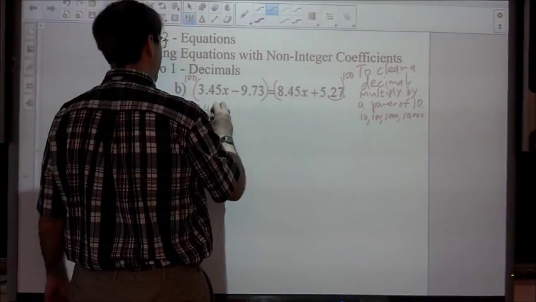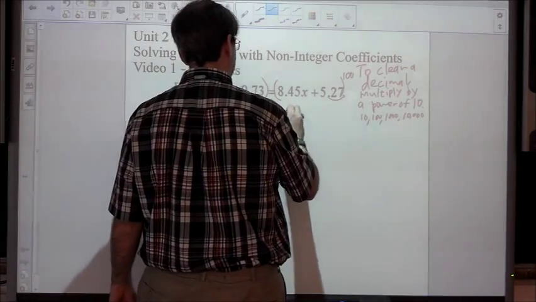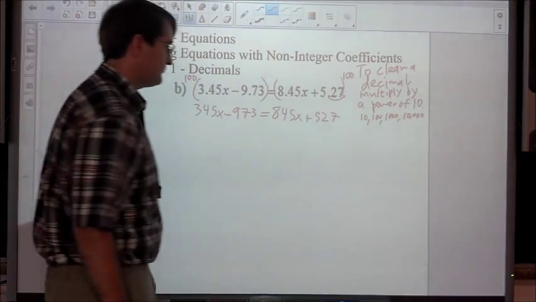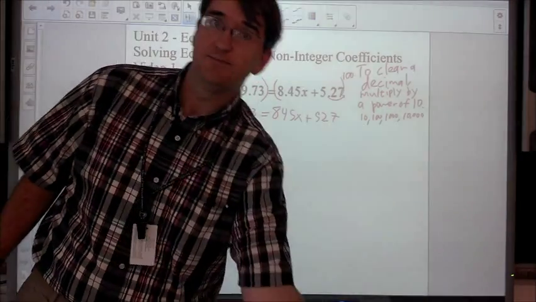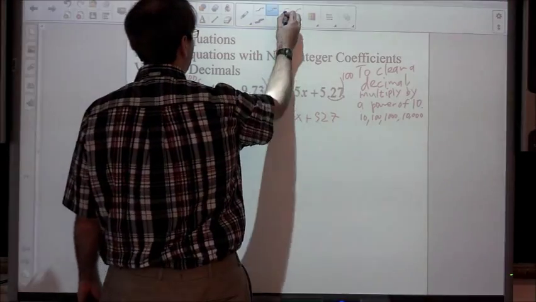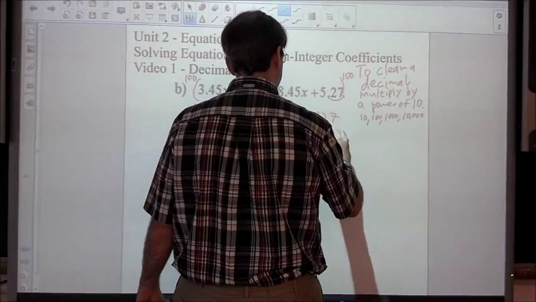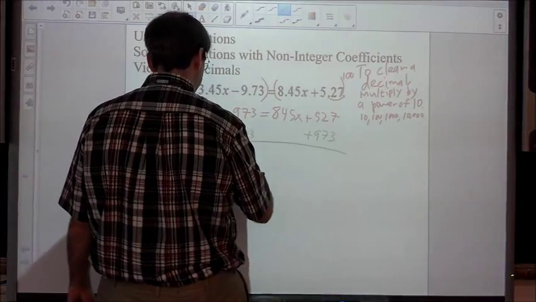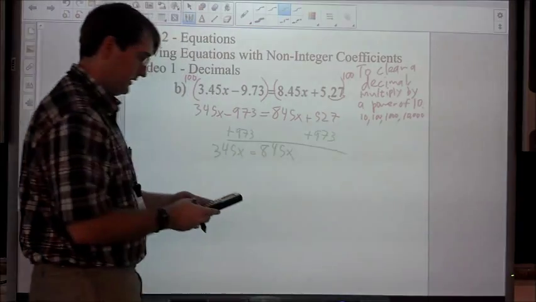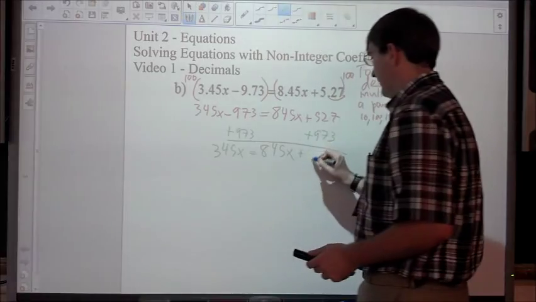So if I do that, I end up with 345x minus 973 equals 845x plus 527. Now these end up being really big numbers. Maybe that is worse, but ultimately we go about it the same way. Plus 973 to both sides. I get 345x is equal to 845x plus 1500, since 527 plus 973 is 1500 exactly.